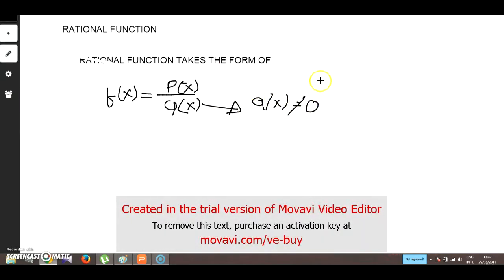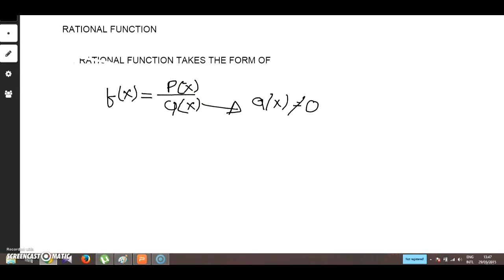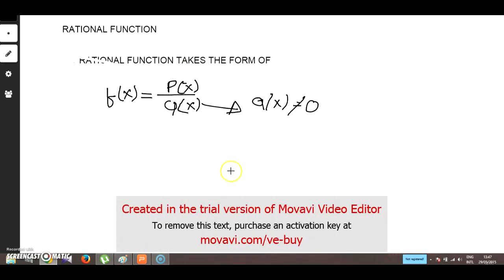As we know in the mathematical form, anything divided by 0 is undefined. So there's a restriction towards this. And by plotting this, the graph will at least have one discontinuity, since the denominator cannot be equal to 0.